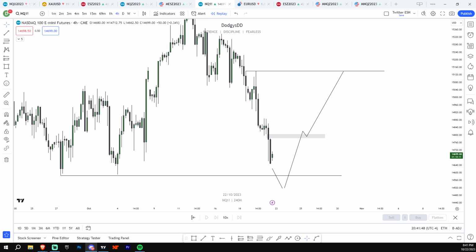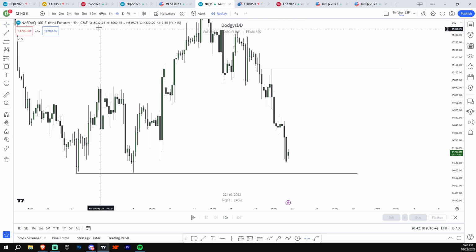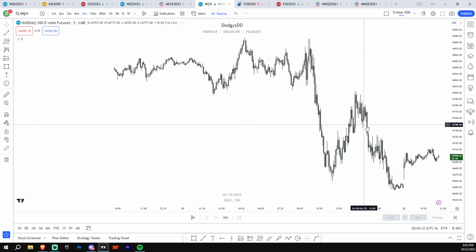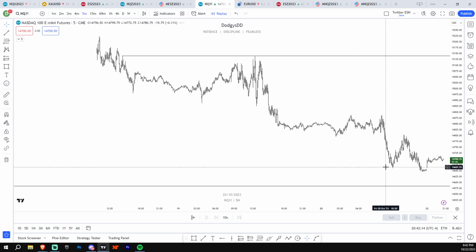SMT fail is where there's an SMT but it turns into both taking liquidity. I've done something like that before. The SMT failure is interesting. There's actually a good example of that on Friday.